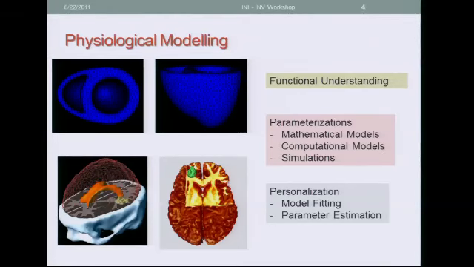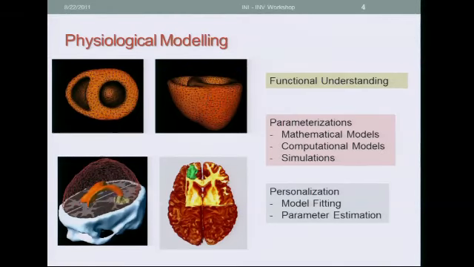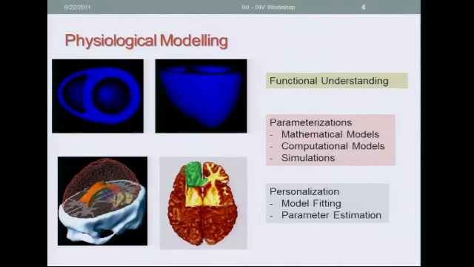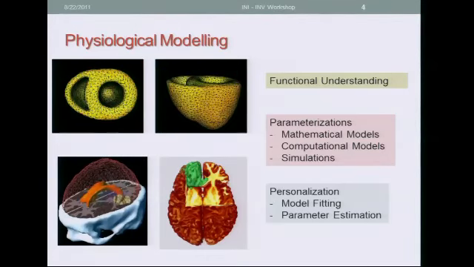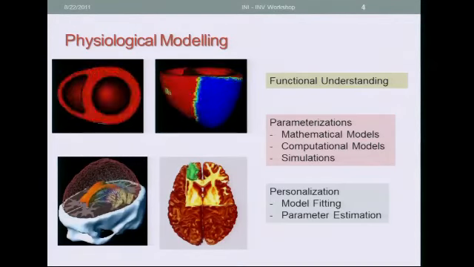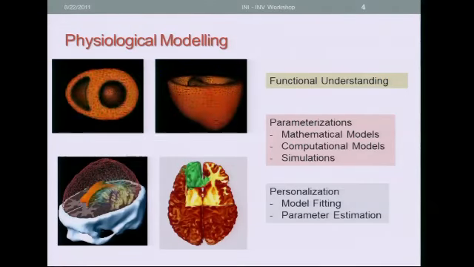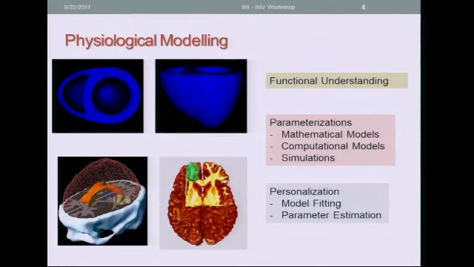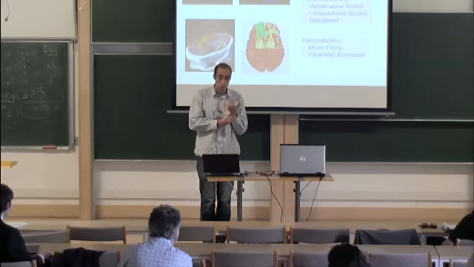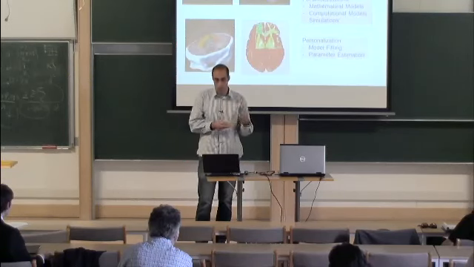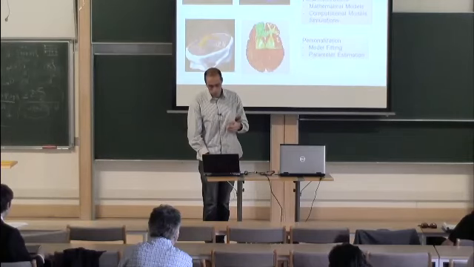In the physiological modeling, we're rather interested in the functional understanding. So how does a heart beat? How does electricity conduct through the cardiac muscle? And how does pathology evolve within the brain? How do things work? How does blood flow within the vessels? So our parameterizations are rather different: mathematical models or computer simulations, and the personalizations are based on inverse problems, so parameter estimations or model fitting.